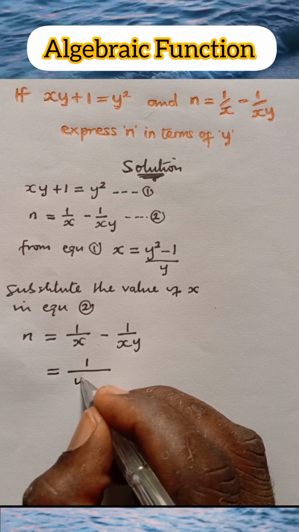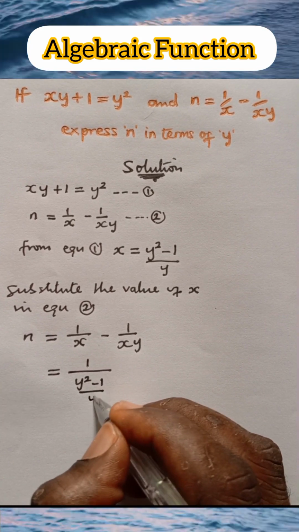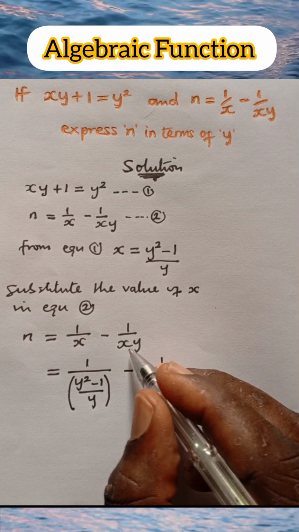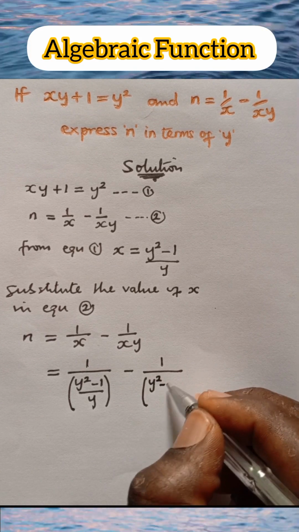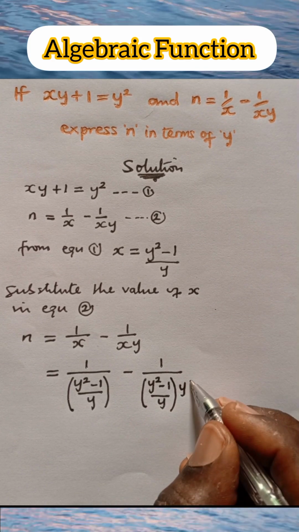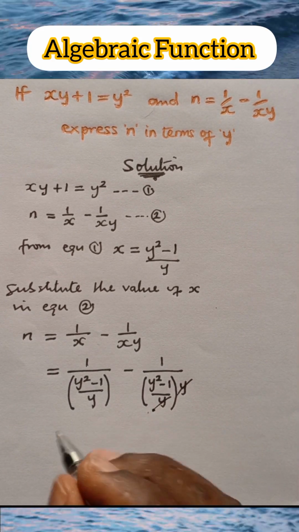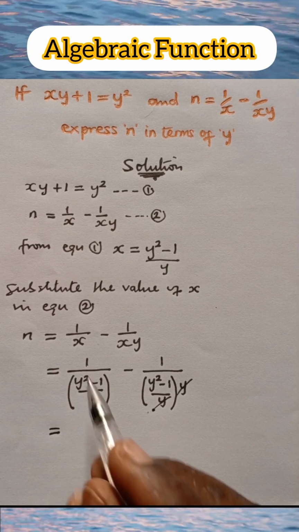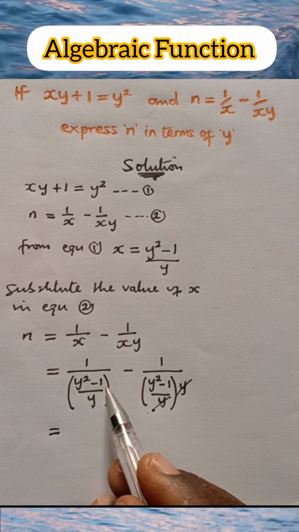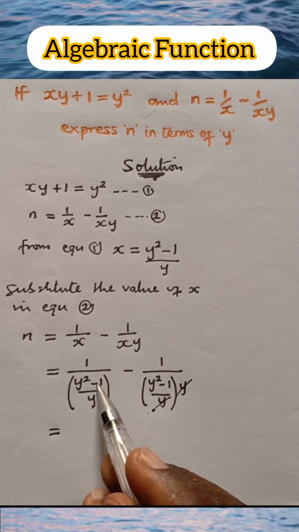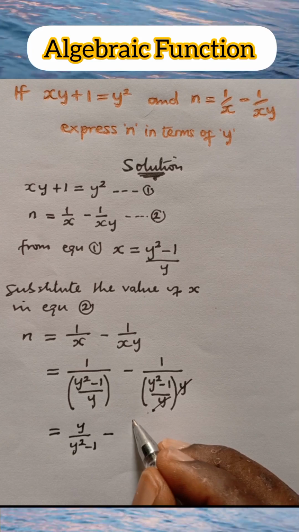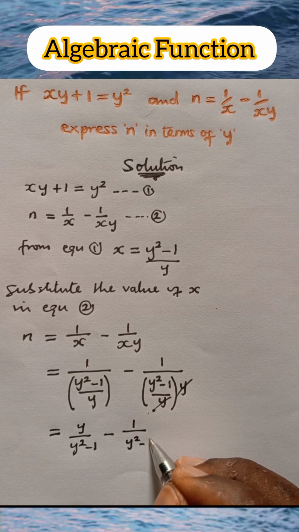So we have 1 over y squared minus 1 over y, minus 1 all over, in place of x also, we put y squared minus 1 all over y. Then this y here strikes this y. This is equal to, now when you have 1 all over, it's the same thing as saying the reciprocal of this fraction. So this 1 all over simply means that this fraction will invert, so that we have y all over y squared minus 1. Then minus 1 all over y squared minus 1.